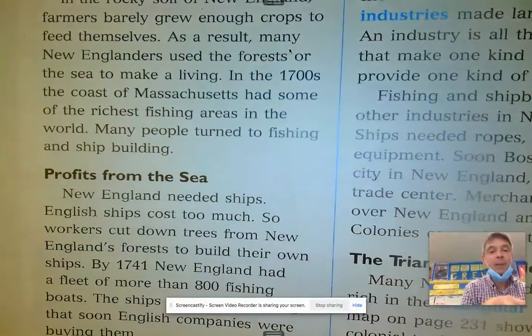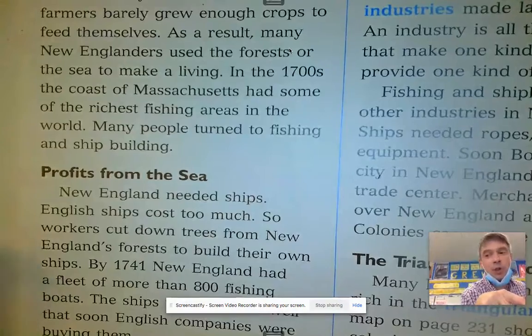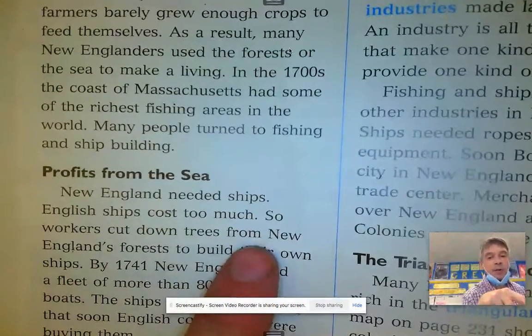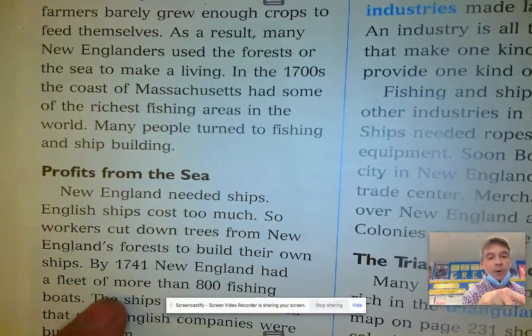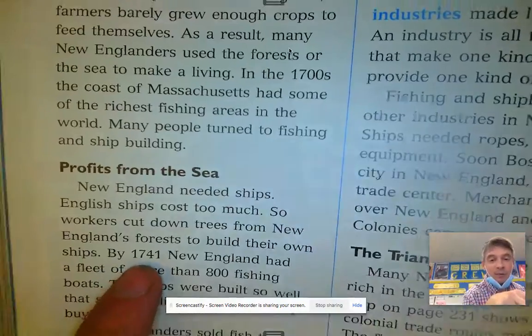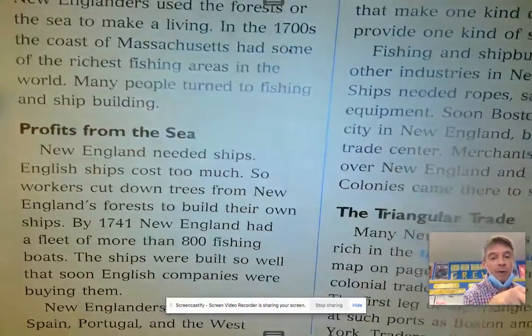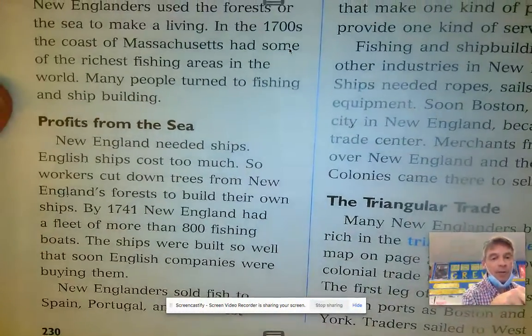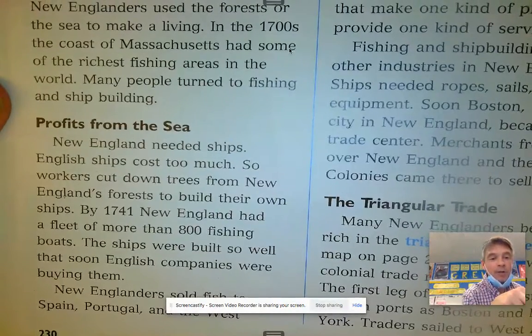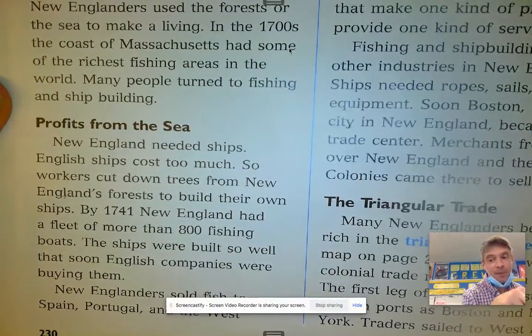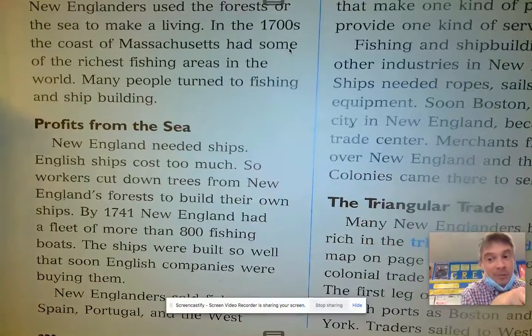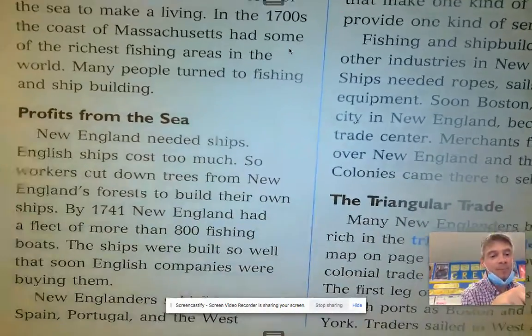New England needed ships. English ships cost too much, so workers cut down trees from New England's forests to build their own ships. By 1741, New England had a fleet of more than 800 fishing boats. The ships were built so well that soon English companies were buying them. So they made ships for themselves and made them and sold them.